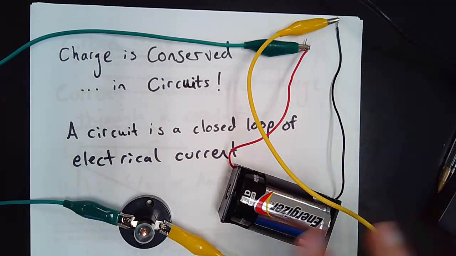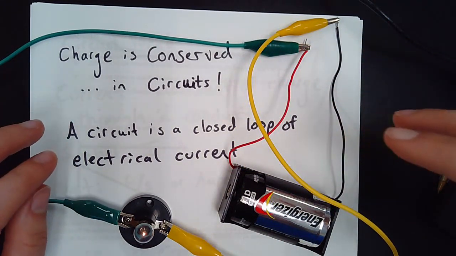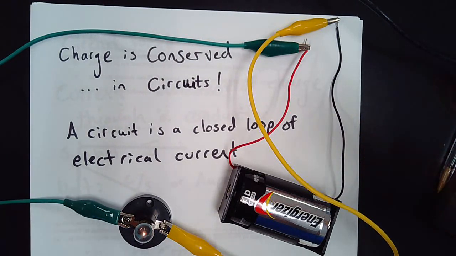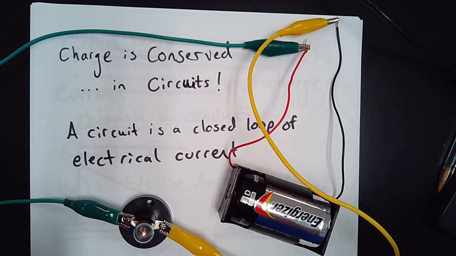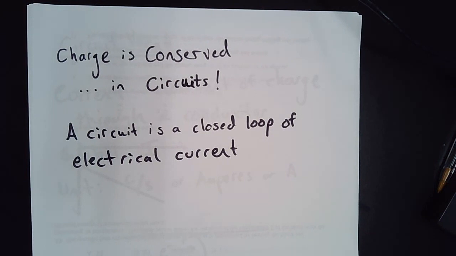Okay. So this is an example of where charge is conserved. The amount of charge that's in the circuit, whatever you start with, is the same amount you're going to end with. We don't use up charge in a circuit. It gets reused over and over again as it travels through the circuit. Okay. So before we dive too deep into circuits, there's a few vocabulary terms that you need to know.